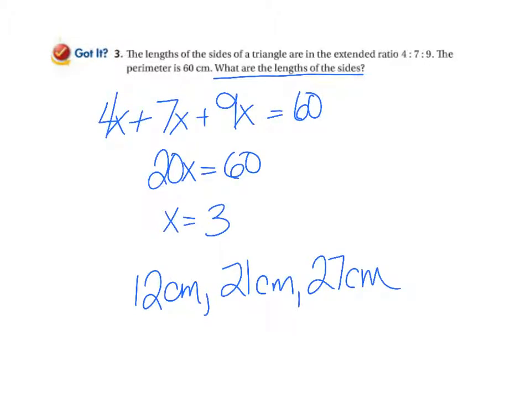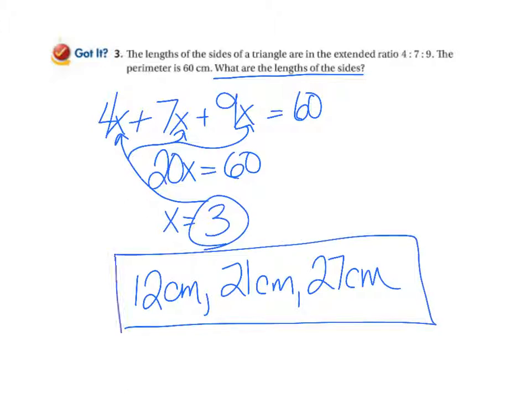Here is my answer. I set up a similar equation, set it equal to 60, and solved for x. Take your x value, that's your scale number, and multiply it times all of the numbers from your ratio. That's where I got my answers here, and they were measured in centimeters. All right, let's go ahead and move on.